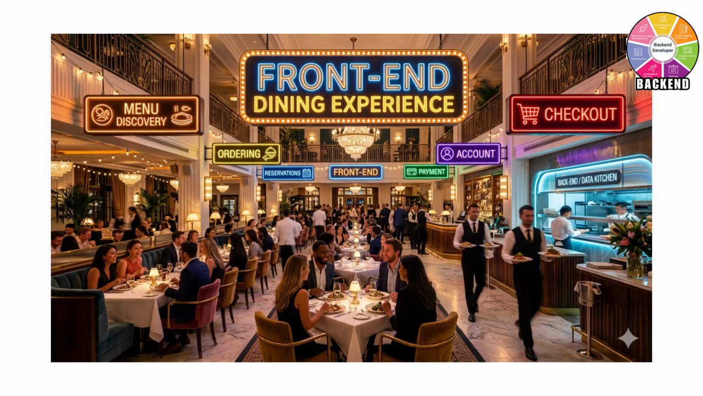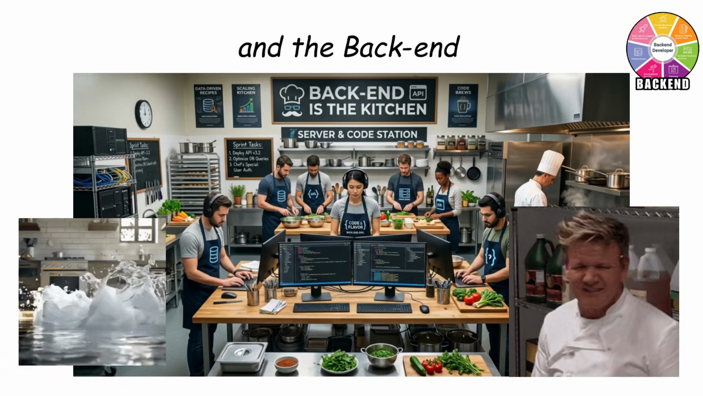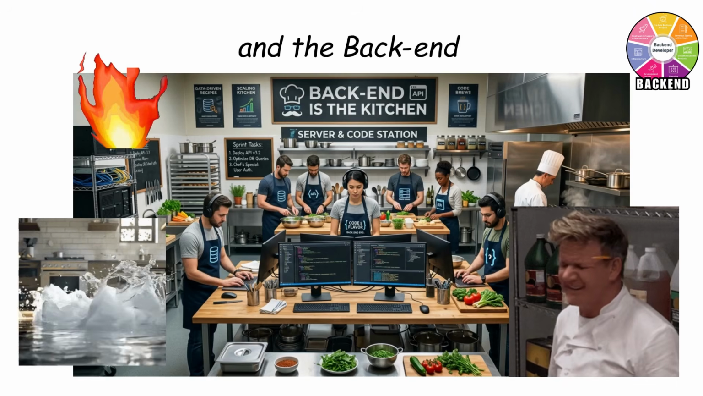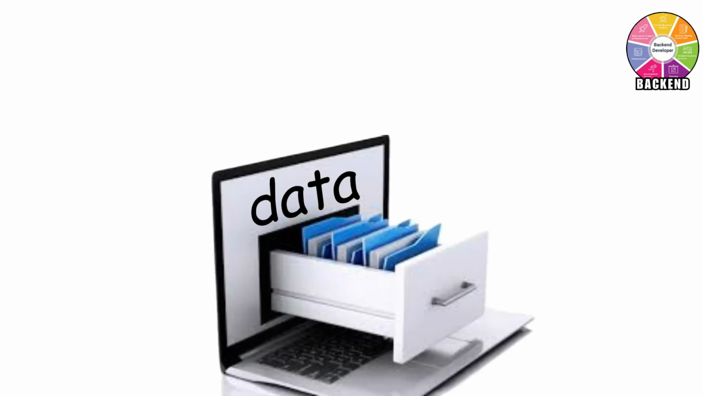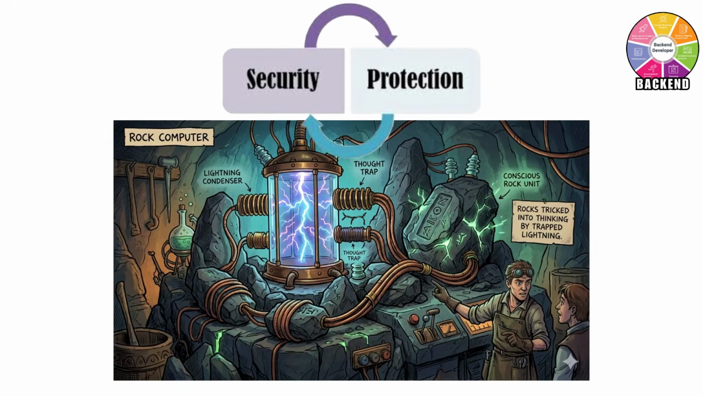Think of the front end as a flashy restaurant dining room and the back end as the kitchen where the chef is screaming, the dishwasher is overflowing, and there's a small fire in the corner that everyone is pretending not to notice. In this video, we are descending into the abyss. We're going to look at how data is moved, stored, and protected by systems that are basically just rocks we've tricked into thinking by using trapped lightning.